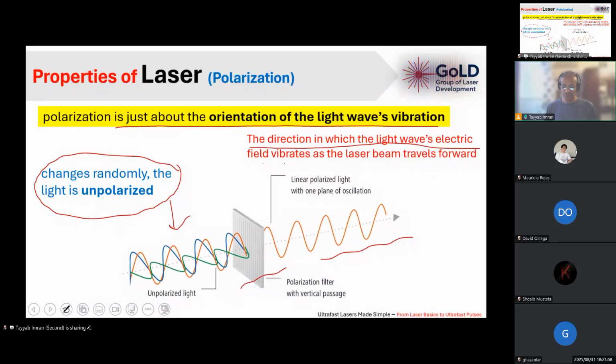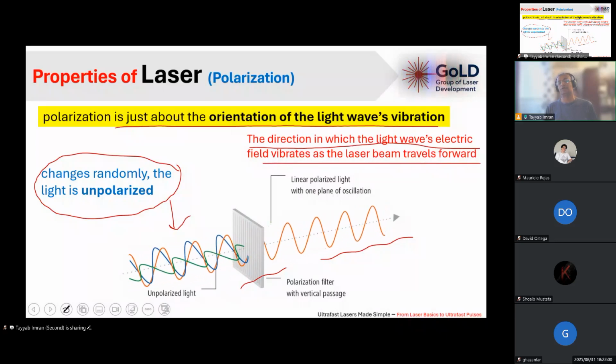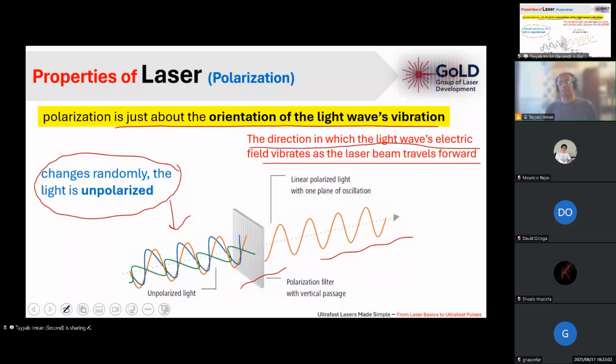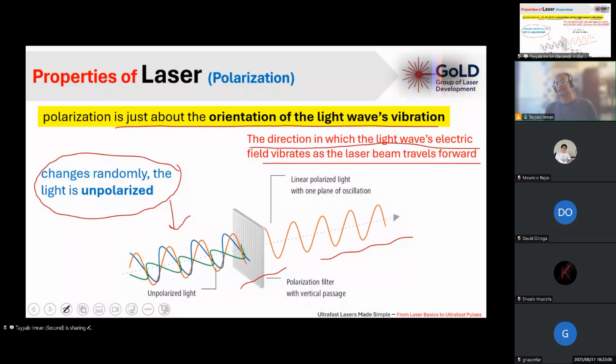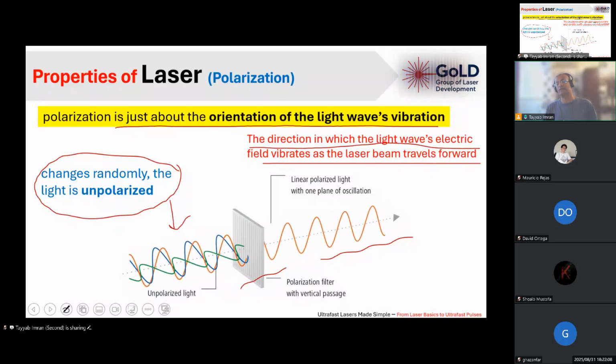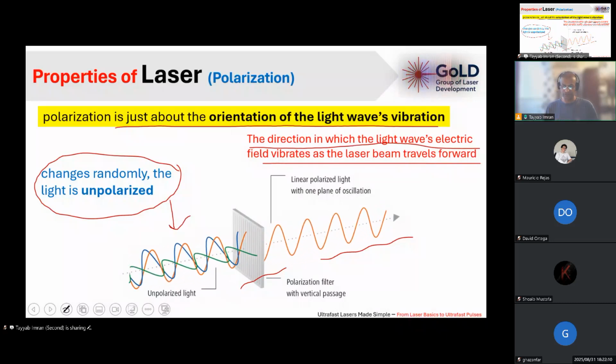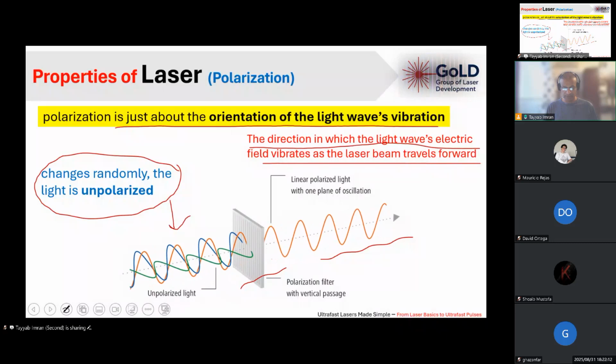Okay, so this is polarized light. The electric field vibrates in a direction perpendicular to the direction in which the beam is traveling forward.